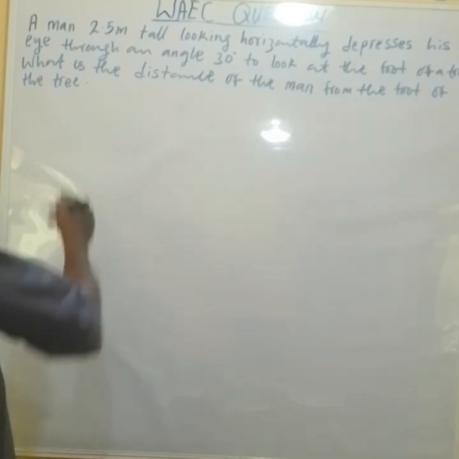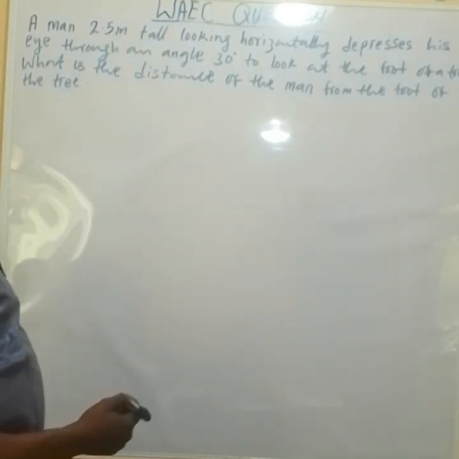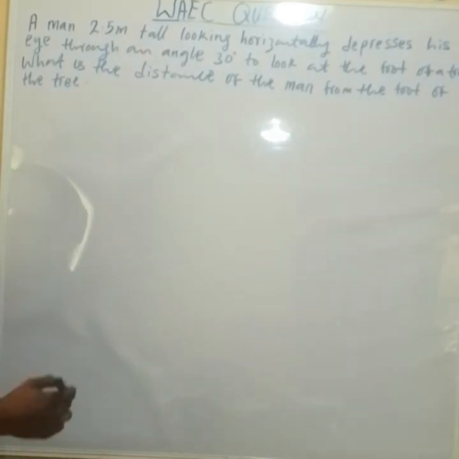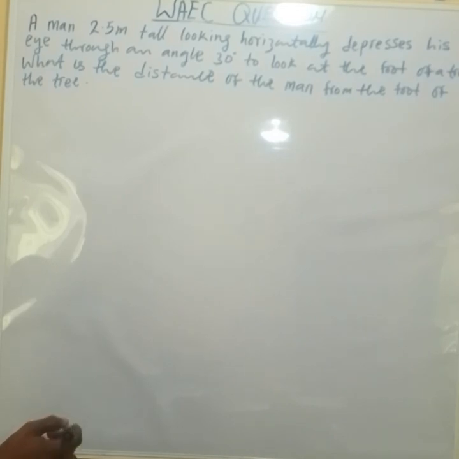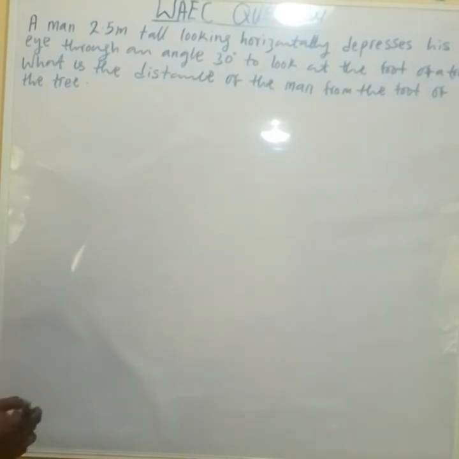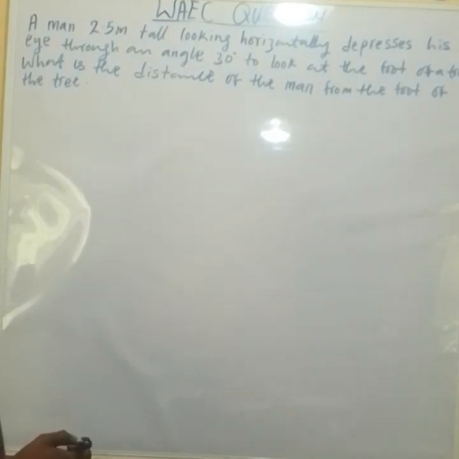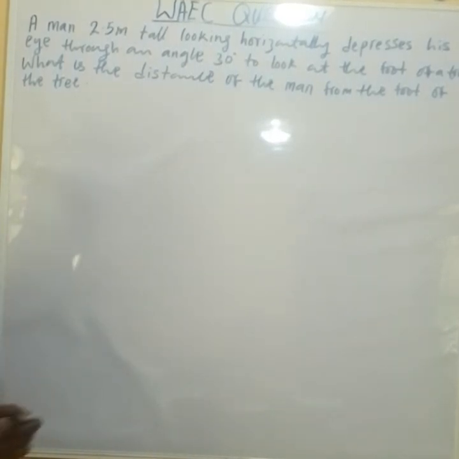The question says, a man 2.5 meters tall, looking horizontally, depresses his eyes through an angle of 30 degrees to look at the foot of a tree. What is the distance of the man from the foot of the tree?